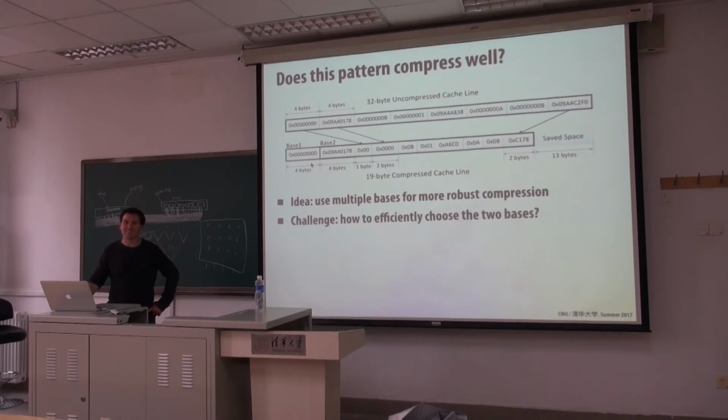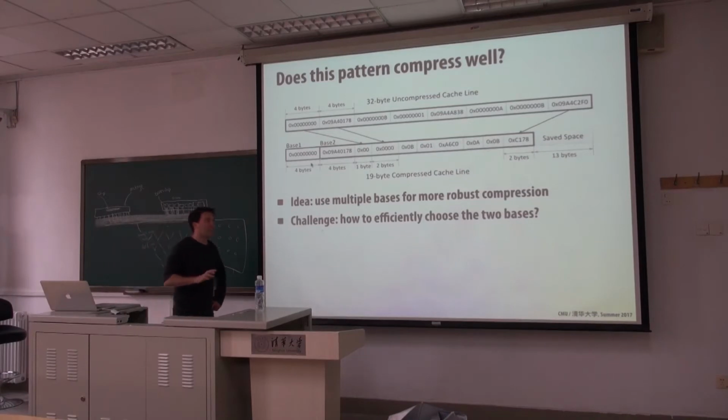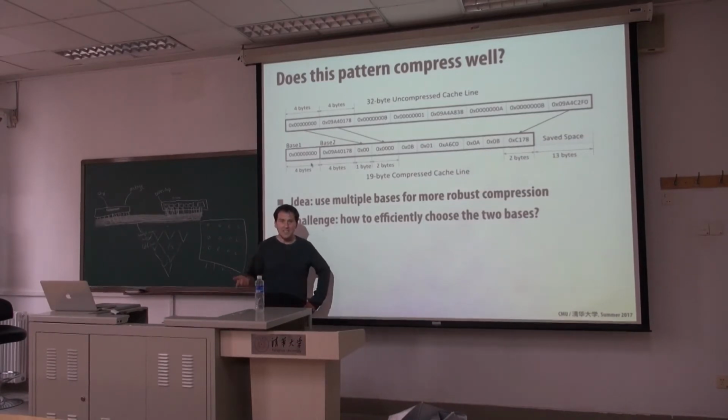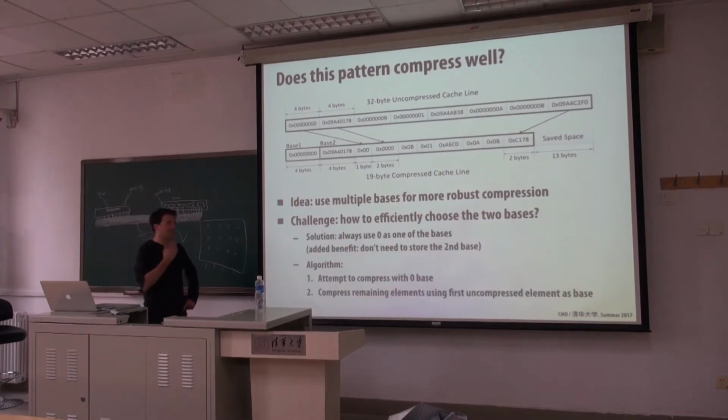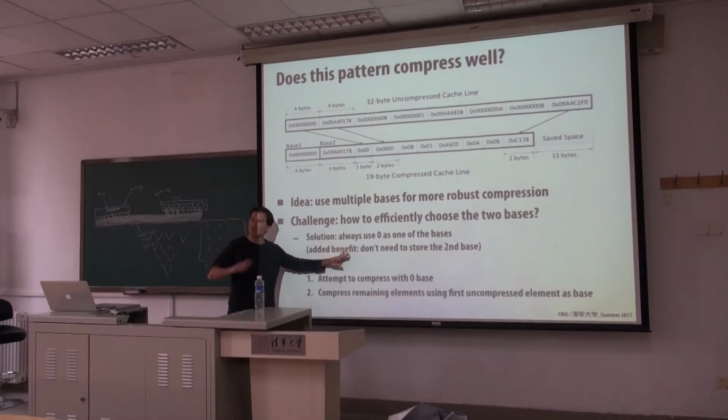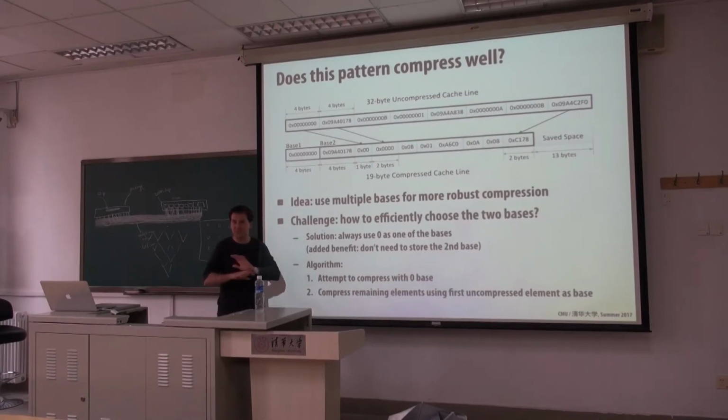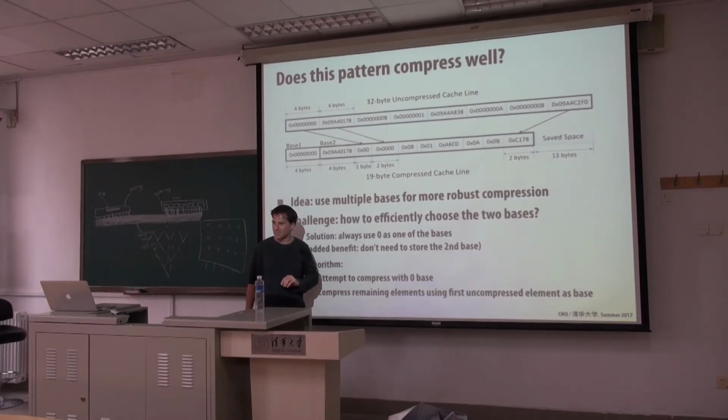One base is always 0, so I don't even have to store it. I get one base for free. And then the other base should be the first item that doesn't compress well as an offset of 0. So the scheme is: first of all, we're always going to assume that 0 is a base, because that's very common. And if we assume 0 is a base, we don't even have to burn 4 bytes to store the number.